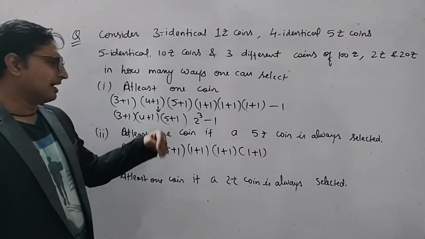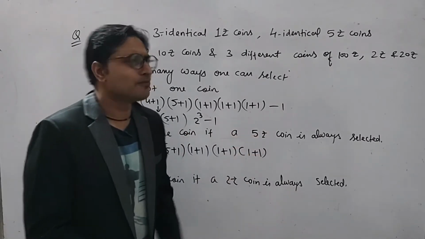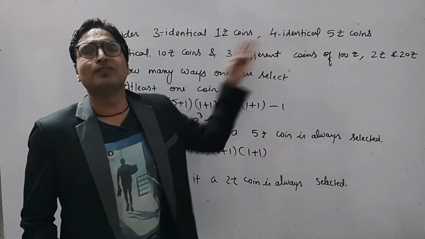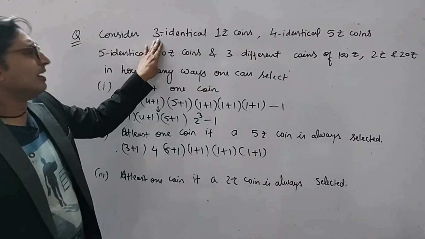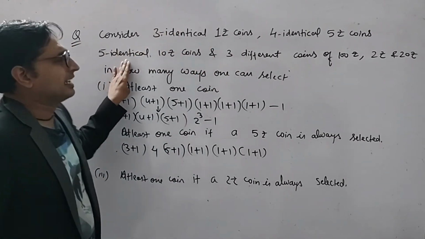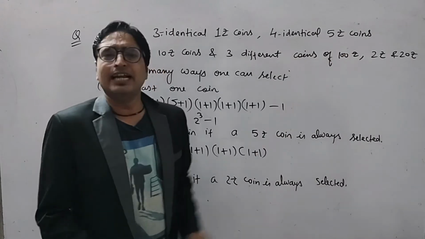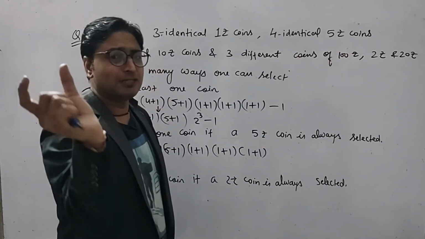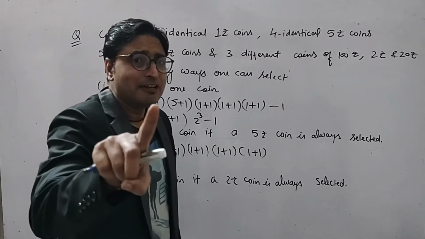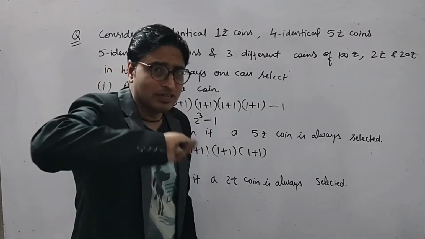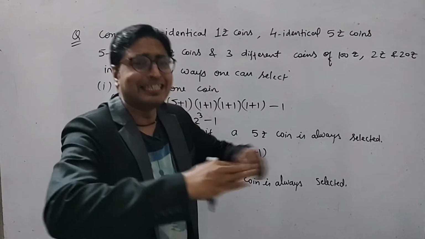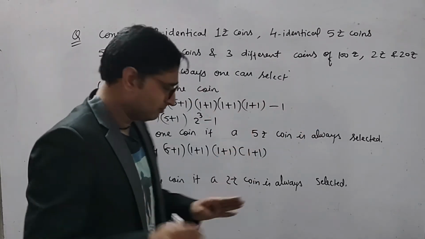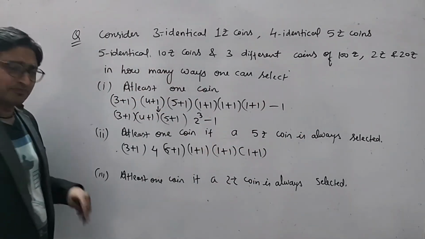Okay, so if a condition is mentioned in the question that you have to select at least one coin of any of the kind, either 1 rupee, either 5 rupee, either 10 rupee, 100 rupee, 2 rupee and 20 rupee, so you have to subtract one from the corresponding condition. Why? Because you will remove the way through which you have rejected all the coins. Okay, so you can understand with this problem.